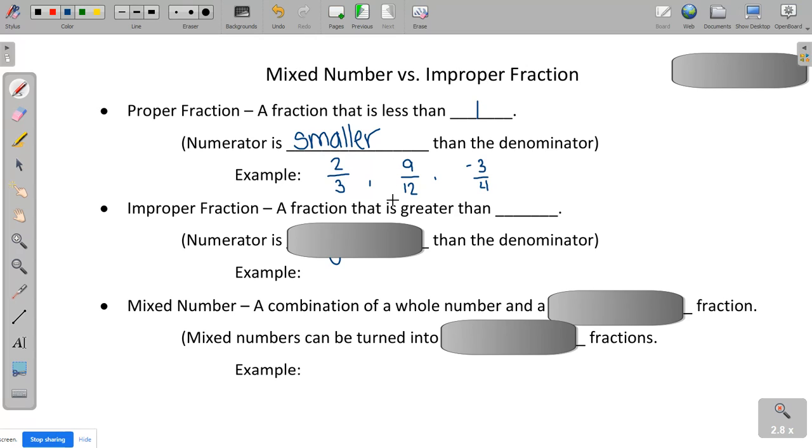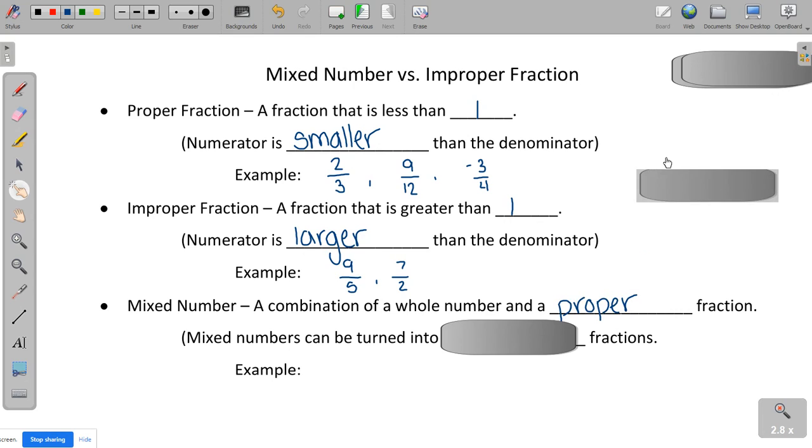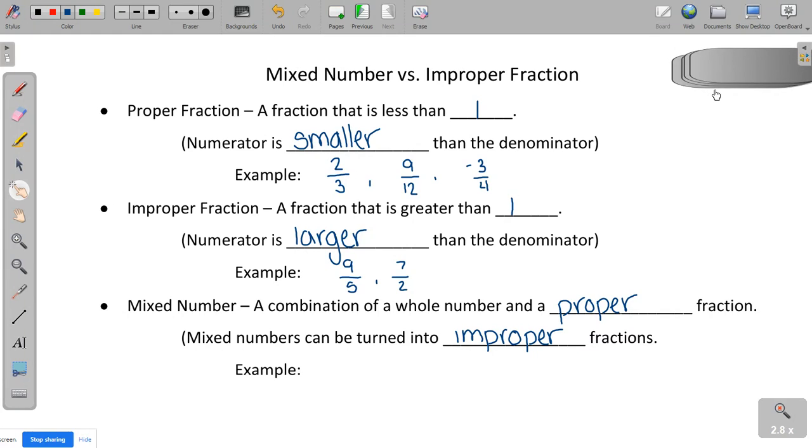Now, an improper fraction is a fraction that is greater than 1. So the key here is the numerator is going to be larger than the denominator. So we could have 9/5 or 7/2. So that's proper versus improper. A mixed number is going to be a combination of a whole number and a proper fraction. So mixed numbers can be turned into improper fractions.